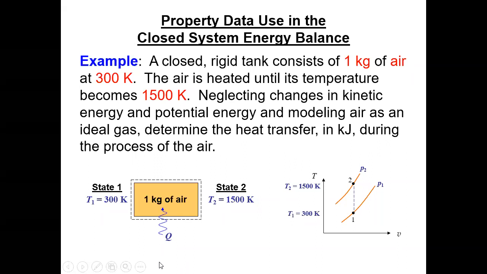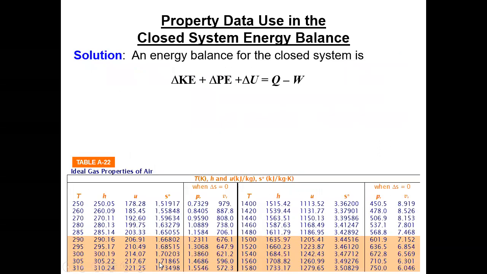And so on a TV diagram, we show two lines of constant pressure for an ideal gas, that look like that. And so we're just going from 1 to 2. We're going to heat the thing up and the pressure is going to rise inside the container. Okay, there is our first law for a closed system, a controlled mass. Delta KE plus delta PE plus delta U is equal to the net heat transfer minus the net work interaction.